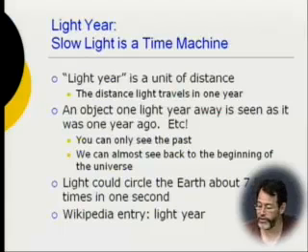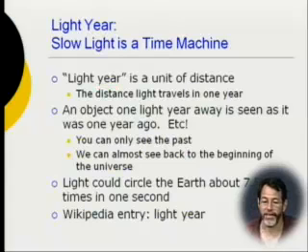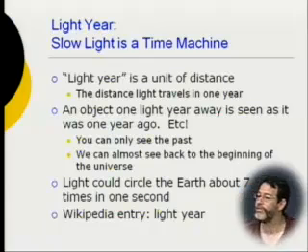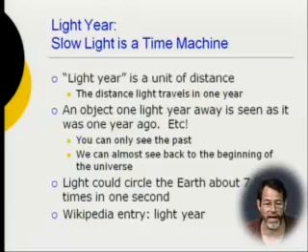Again, reviewing, a light year is a unit of distance. Even though it has the time unit year in there, it is how far light goes in a year. An object one light year away is seen as it was one light year ago. So it sounds philosophical, but you can only see the past. Everything you look at, light had to take time to come to you from it. So when you look at yourself in the mirror, light bounced off you, took time to bounce off the mirror, and then came to your eye. So you're not seeing yourself in the mirror as you are right then. You see yourself as you were a fraction of a second ago.